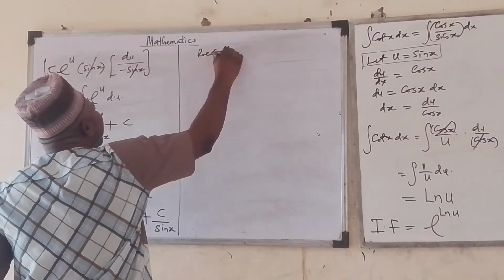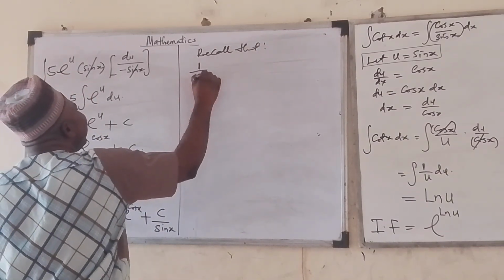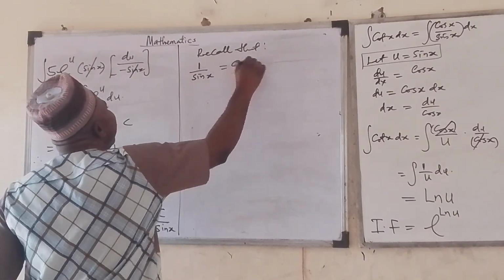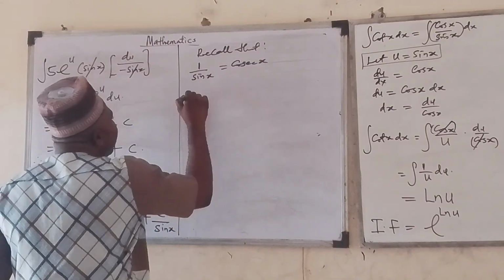Recall that 1 all over sine x is equal to cosec x. That's the cosecant of x. It therefore means that this will go with this, and on the left hand side we are left with y.